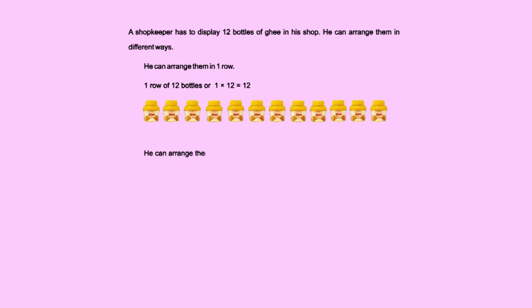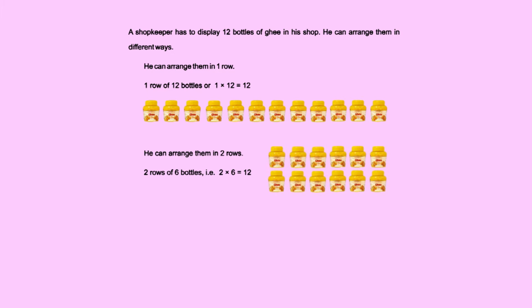He can arrange them in two rows. Two rows of 6 bottles, that is 2 into 6 is equal to 12. He can arrange them in 3 rows. 3 rows of 4 bottles, that is 3 into 4 is equal to 12. Here 1, 2, 3, 4, 6, 12 are all factors of 12.